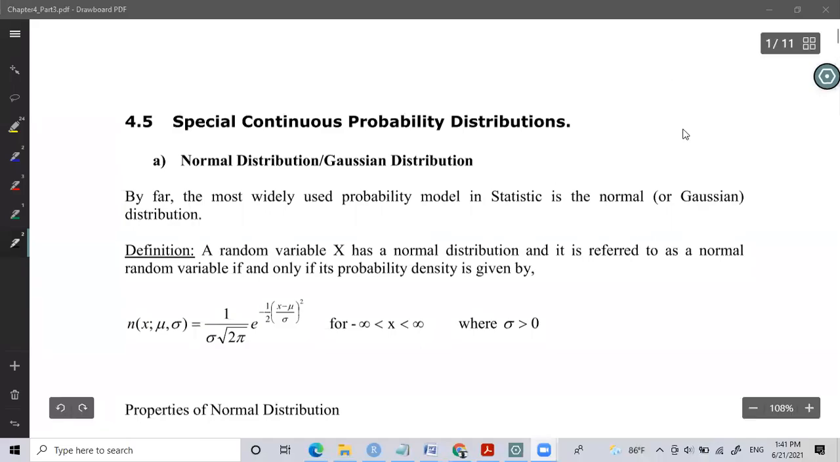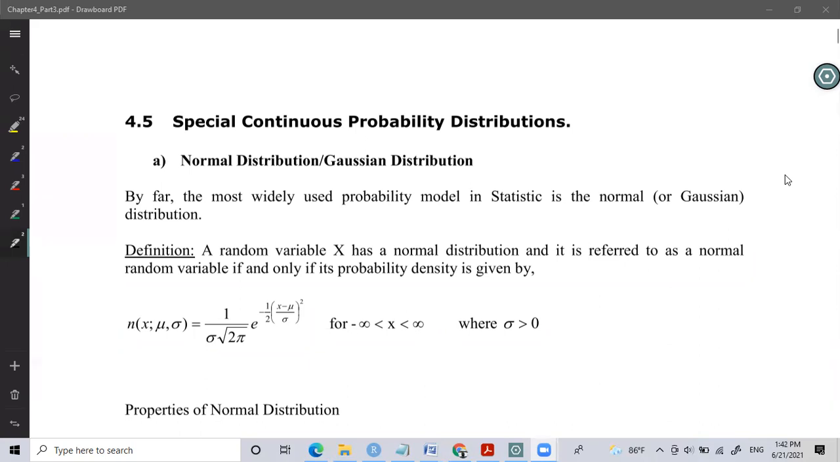So the next topic in chapter 4, this is the last topic, the continuous probability distributions. We are going to look at one distribution actually. There are many, but for your course, I don't think they will be much useful. Therefore, we are going to look at the normal distribution in detail, or the Gaussian distribution. Maybe you have heard about this one, and actually you have used it.